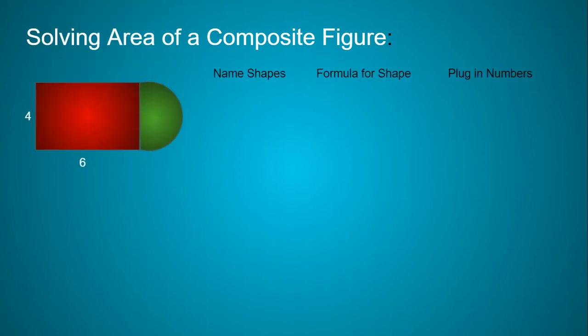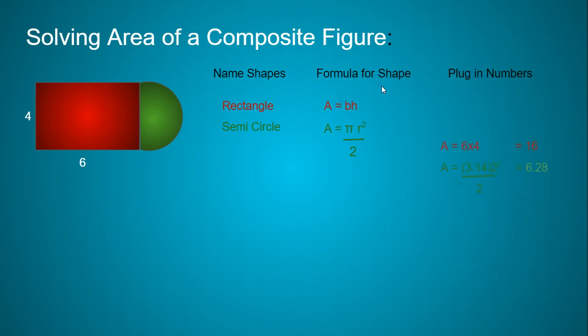All right, so solving for an area of a composite figure, we want to name the shapes, then write down the formulas, and then plug in the numbers. So in this example, we have a rectangle and a semicircle. The formulas are base times height for the rectangle and pi r squared divided by 2 for the semicircle. After that, we want to plug in the numbers for each shape.